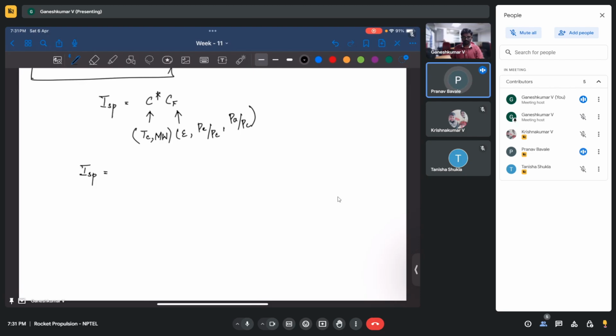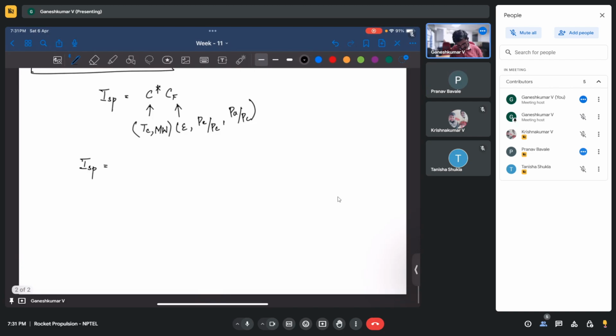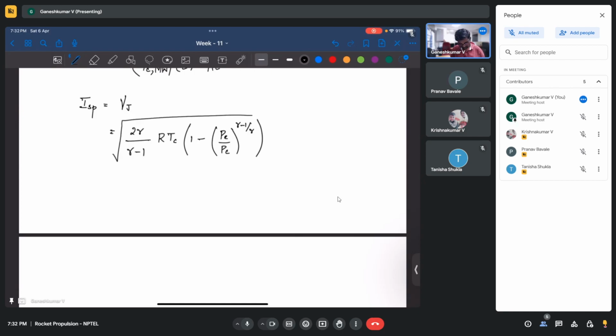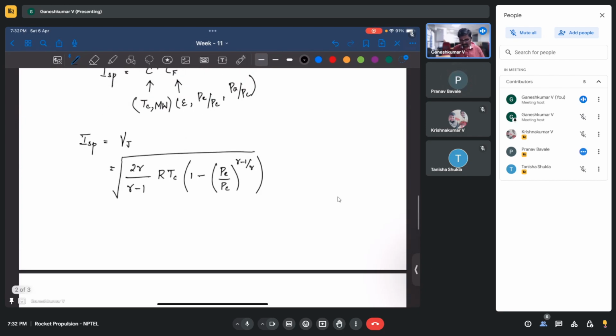The under root 2 gamma by gamma minus 1. But that is the jet velocity, right? Yeah, jet velocity. But that is assuming you have a perfect expansion. Jet velocity will be equal to ISP only if it is a perfect expansion. This is partly right, but there will be an additional term.